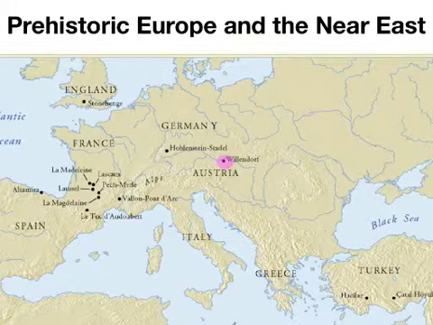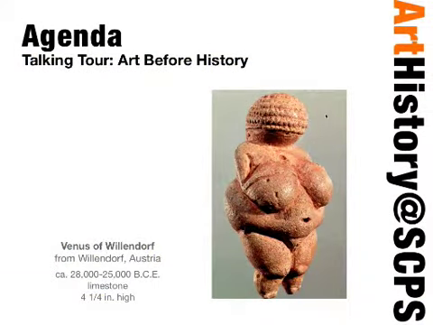Going back to the map, we're going to move a little east from Hohlenstein-Stadel to Willendorf, where we're going to look at really one of the most famous images and sculptures of all time. So we can call this piece any number of names. Anytime you want to refer to it in particular, you're going to have to use the place name of Willendorf. And so this is the Venus of Willendorf, the nude woman of Willendorf, the woman of Willendorf. Any of these would be fine.